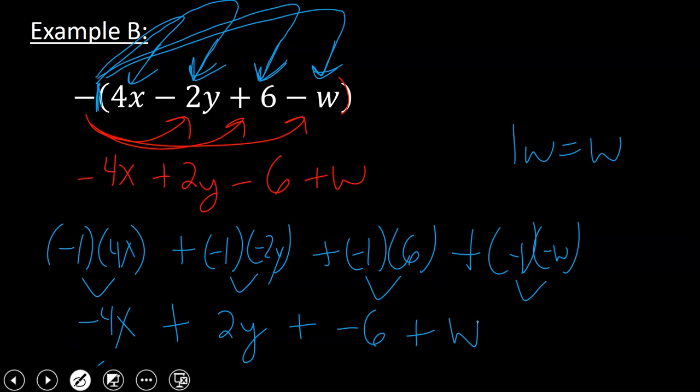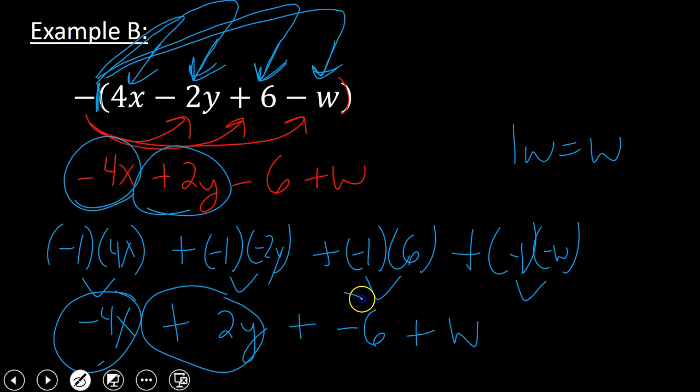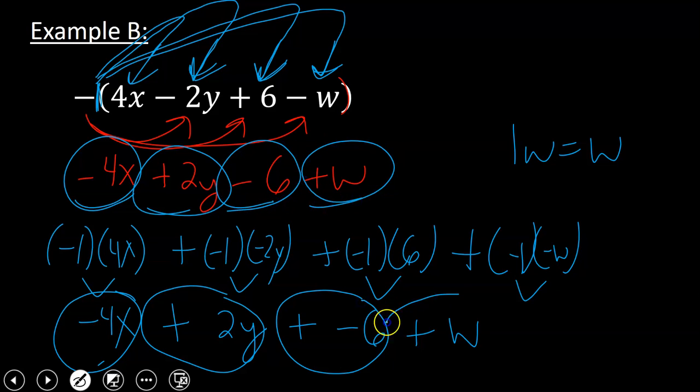So I want to show you that we got the same thing. Negative 4x is the same as negative 4x. Plus 2y, we got plus 2y. Plus a negative 6, that looks different, but that's actually the same as subtracting 6. And the plus w looks exactly the same as the plus w down here.